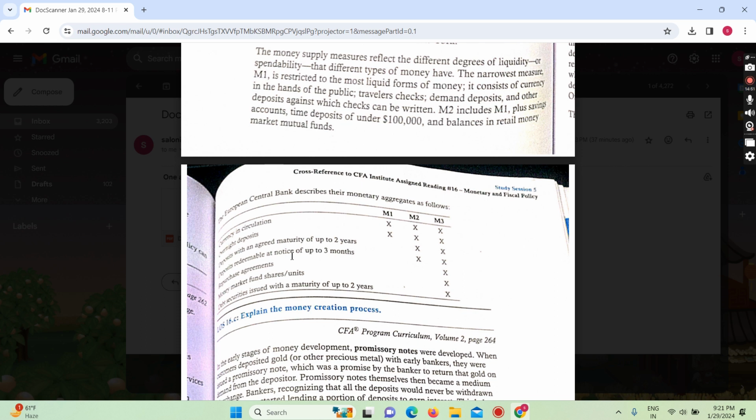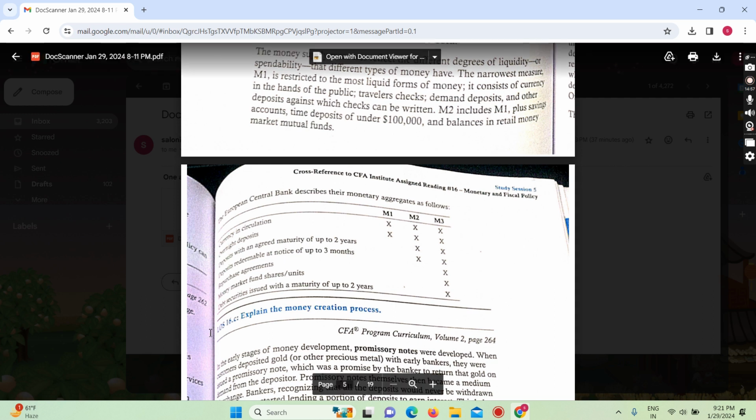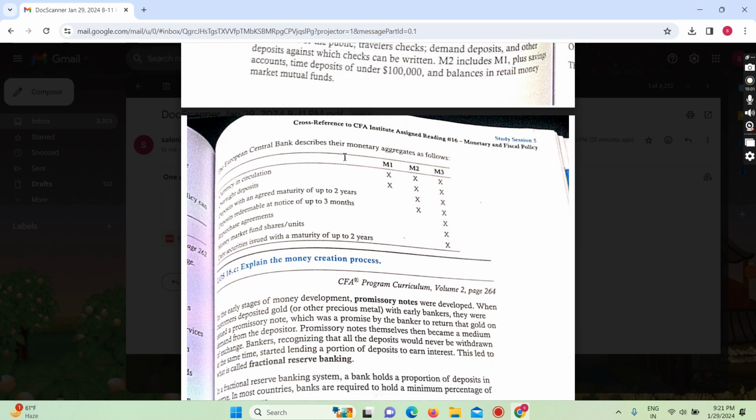Debt security issue within a maturity of up to 2 years. Money market fund share units. These all are covered by M1, M2, M3, and these are the monetary aggregates. The European Central Bank describes their monetary aggregates as follows: M1 is the currency in circulation. What is the currency in circulation? As well as the overnight deposits. These are covered by M1.